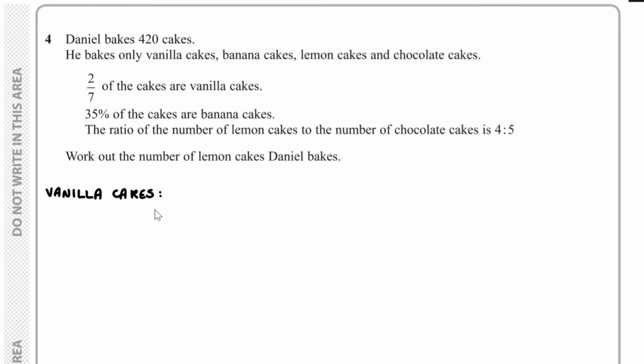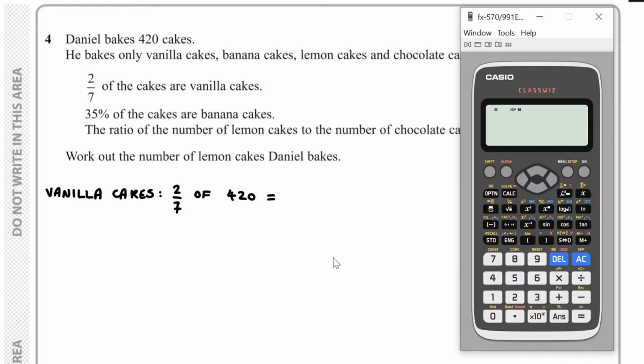If we take a look at the vanilla cakes, 2/7 of the total amount of cakes are vanilla, so we need to work out 2/7 of 420. So if we work this out, then here we've got 2 over 7 multiplied by 420, which is equal to 120. So we have 120 vanilla cakes.